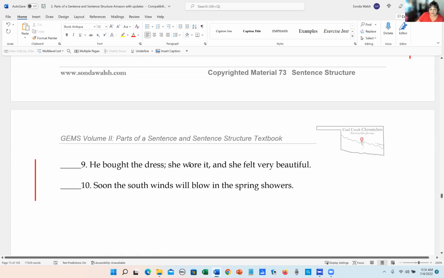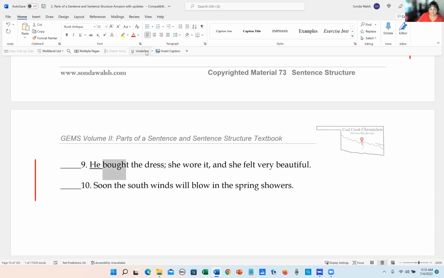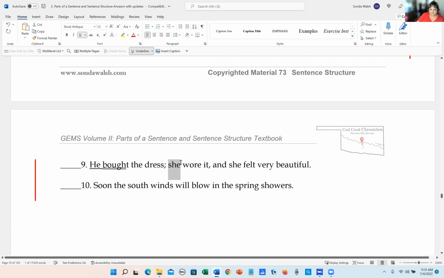Okay, number 9. We don't have any prepositional phrases, so underline our subjects once. He is a subject. Bought is a verb. She is a subject. Wore is a verb. And she is a subject. And felt is a verb. Okay, now I want to put my brackets around it.